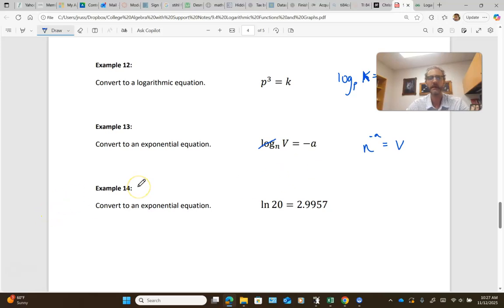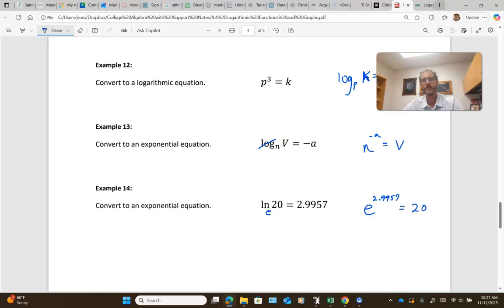And then this final example here, example 14. To do this one, we have to remember that the base of a natural log is e, even though it's not written. Okay, so to convert this to an exponential equation, the base will be e, the power will be 2.9957. I think we saw this previously in the part 1 video. And this will be equal to 20.